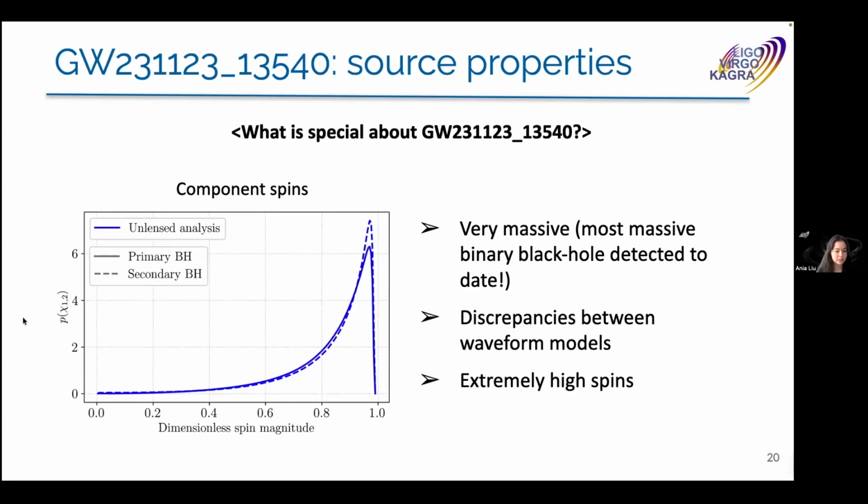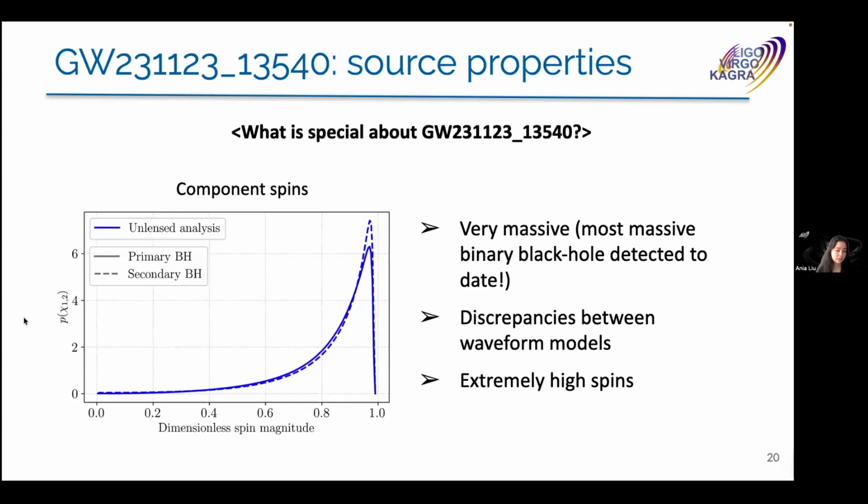It's the most massive binary black hole observed so far, with spins that are pushing to the astrophysical limits and a high Bayes factor compared to the rest of the events. This naturally raises the question: is this really an extreme astrophysical system, or are we missing something in our interpretation or modeling? And could lensing provide some hints for the explanation?